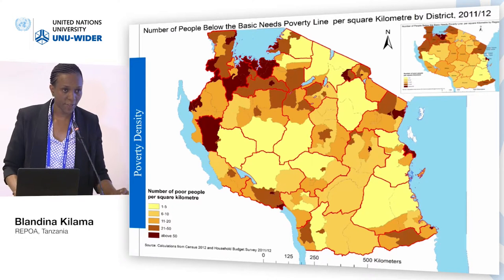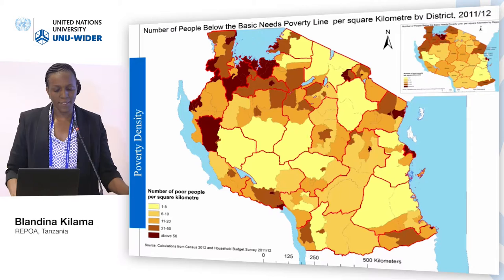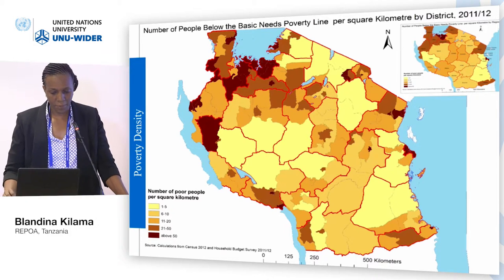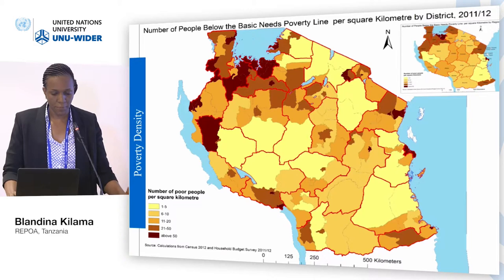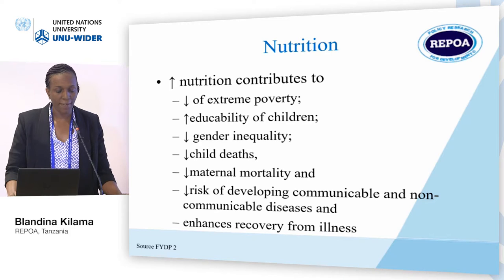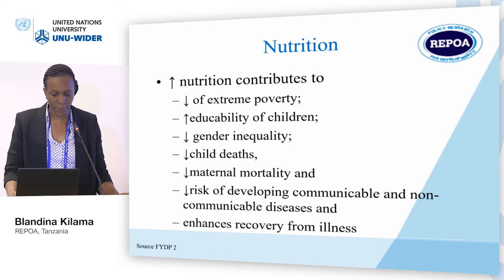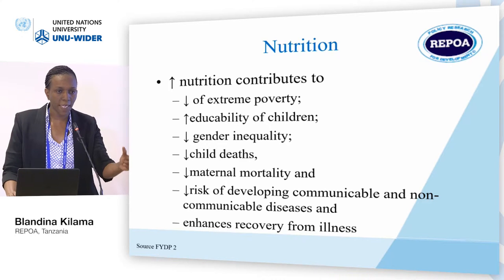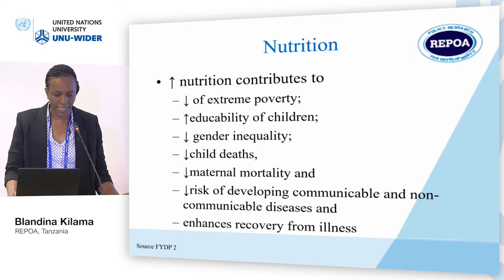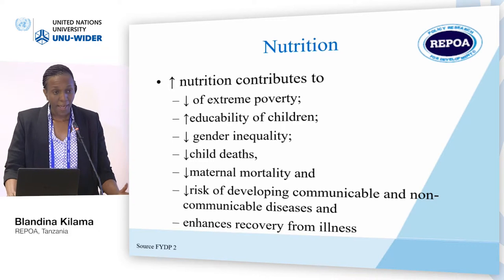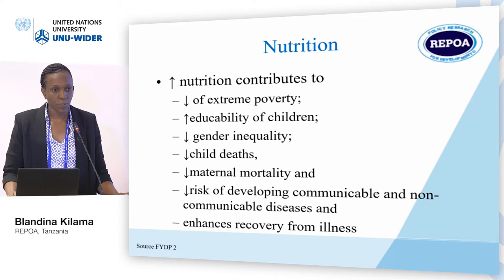After that introduction and overview of the context in Tanzania, what we know is that when we have improvement in nutrition, you will also have a reduction in extreme poverty. You will also have people with improved education of their kids, and reduced gender inequality. If people have education, you will have less child death because they can take good care of their kids, and they can space their kids better. You will have less maternal mortality, and less risk of developing communicable and non-communicable diseases. At the same time, if you have good nutrition, you're also better off in recovering from any illness that you would have.